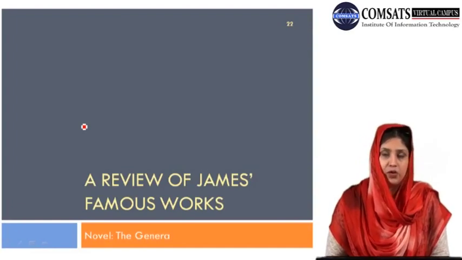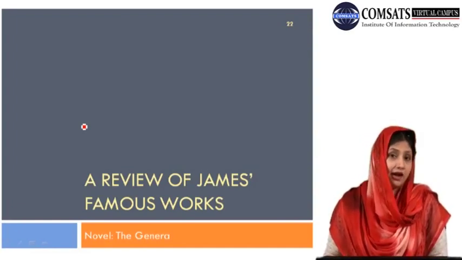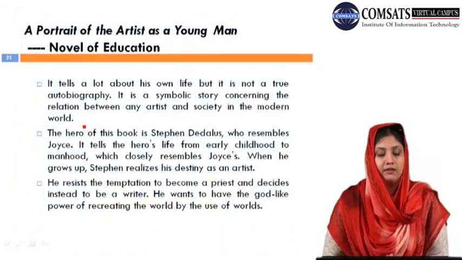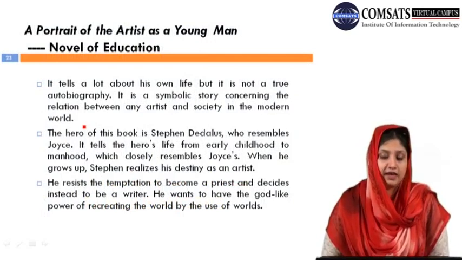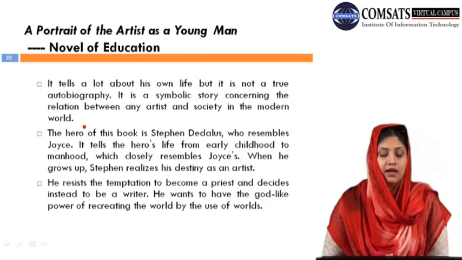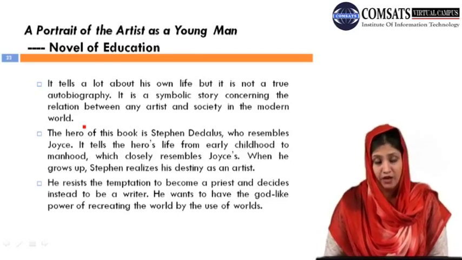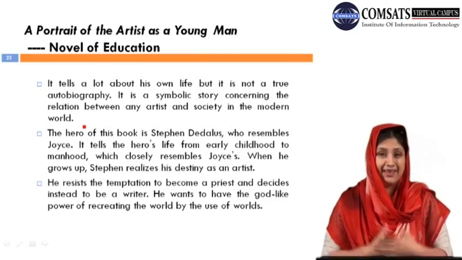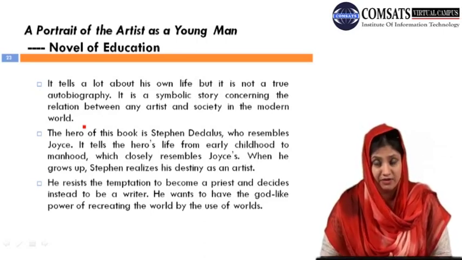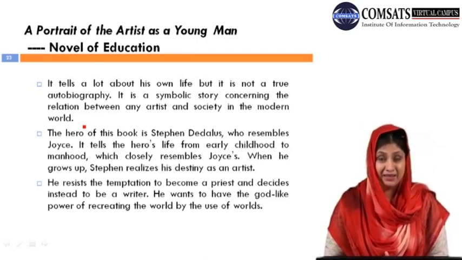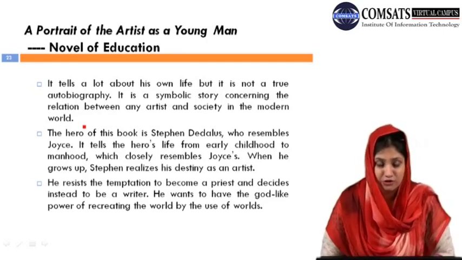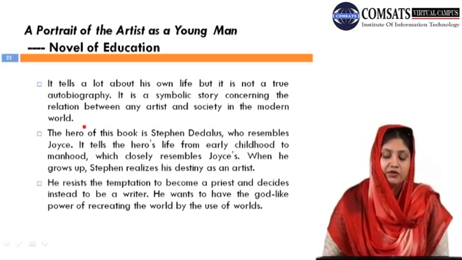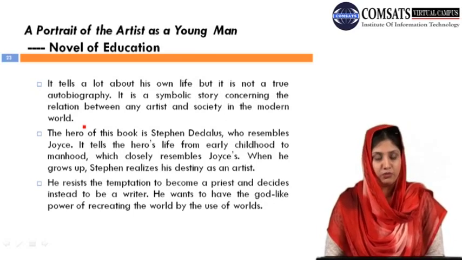Now, we need to quickly review the works of James Joyce after knowing the characteristics and attributes of his writing and their relevance with modern literature. In the novel A Portrait of the Artist as a Young Man, this is considered as a novel of education. It tells a lot about his own life, but it is not a true autobiography. Although it tells a lot about the writer's life, it cannot be taken as his personal diary. It is not all true. It is fiction. It is a symbolic story concentrating on the relation between any artist and society in the modern world.